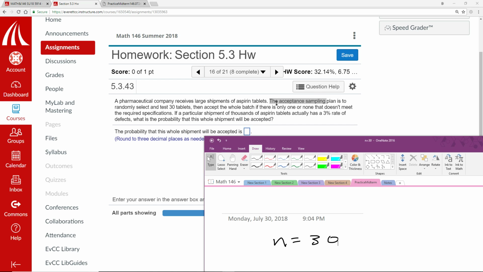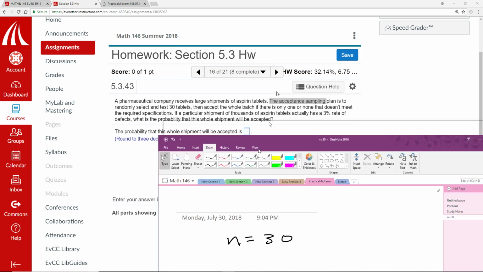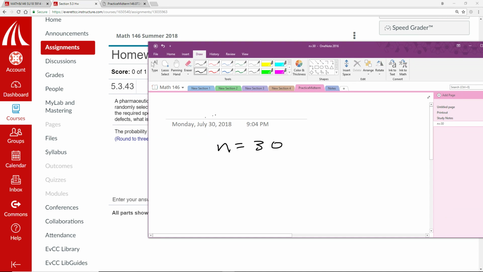Alright, so we have to carry this out. So our probability of defect is actually 3%, and we have to calculate the probability of X being exactly 0 or 1. That's at most.